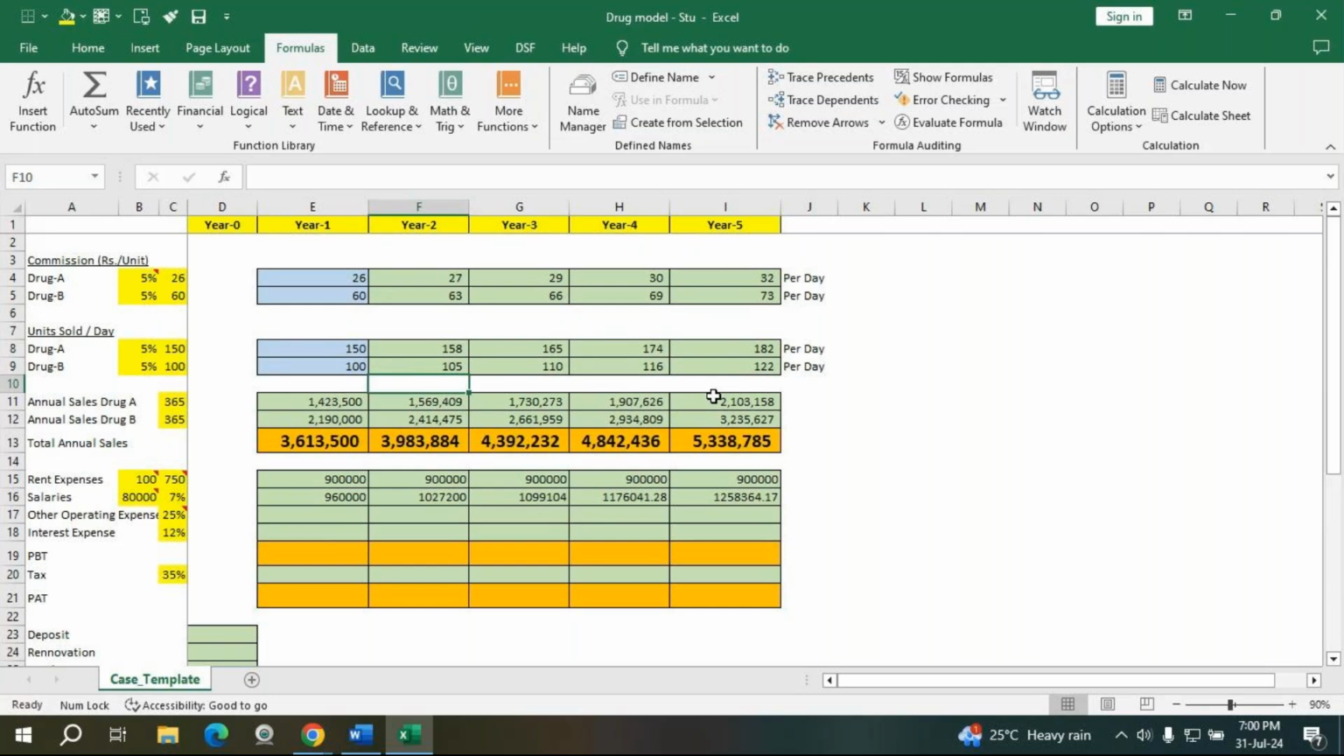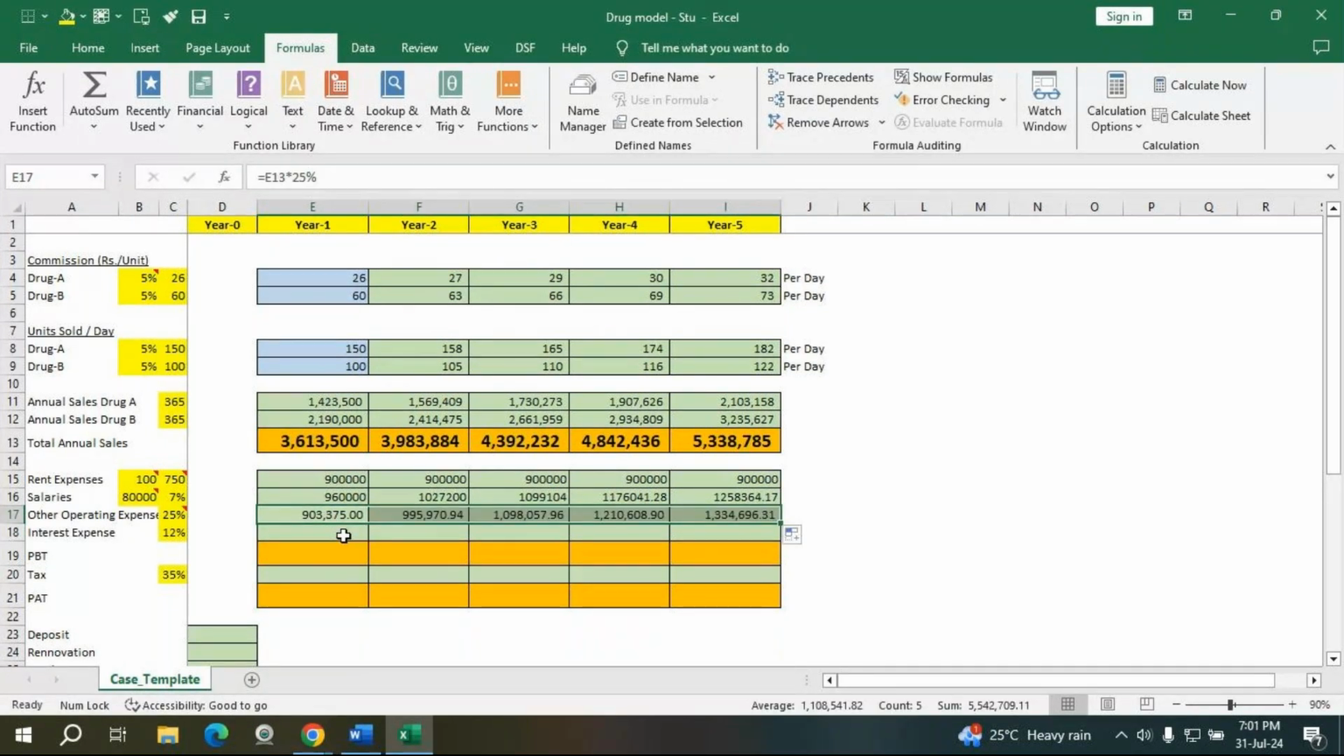Yes, ma'am. So here they are telling other operating expenses, 25% on annual sales. So equals annual sales into 25%. I'm going to come here and drag it.